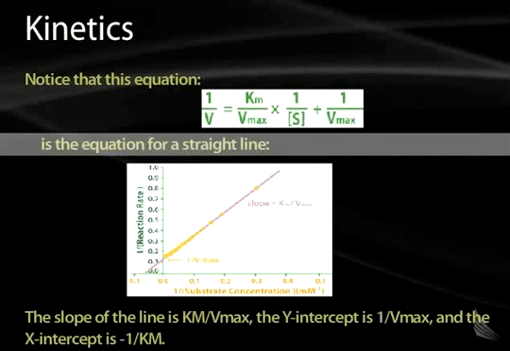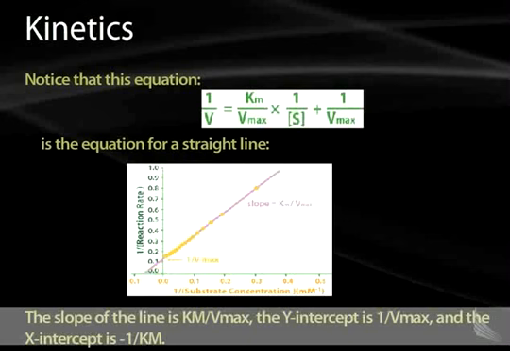Now this is important because you can use this graph to figure out what Km and Vmax are. If you have a graph like this, the slope of the line is going to be Km over Vmax. And the y-intercept is going to be 1 over Vmax. So if you know what the slope and the y-intercept are, then you can figure out what the Km and Vmax will be. And then you can calculate what the rate will be at any substrate concentration.